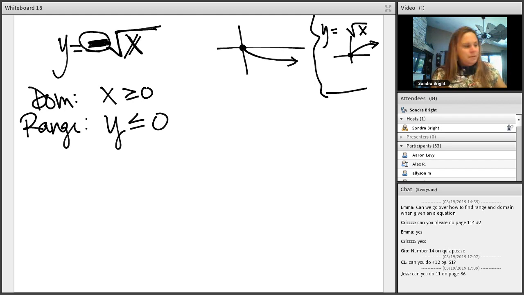We've got number 14 on the quiz. Was that the next one? No, page 114, number 2. And then 14 on the quiz will be next. 114, number 2.